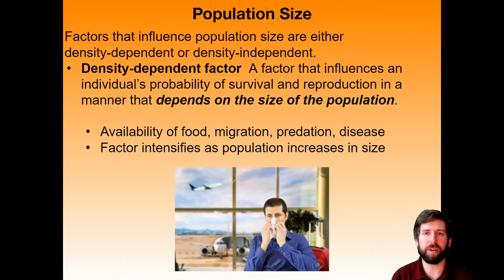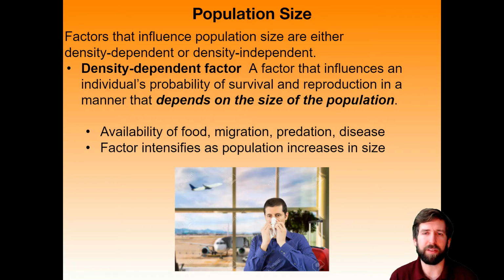Let's take a deeper look at population size. There are two different ways that population size can be affected. Those can either be density dependent or density independent causes. So density dependent factors or causes are factors that influence an individual's probability of survival and reproduction in a manner that depends on the size of the population. So this really is going to change based on if it's a small and not so dense population or if it's a larger, more dense population. Some examples would be the availability of food or other limiting resources, a migration, predation, or disease.